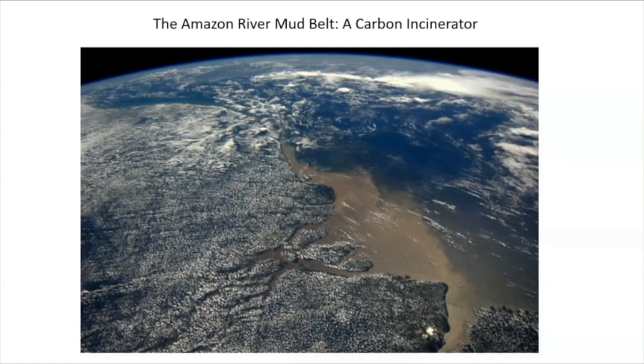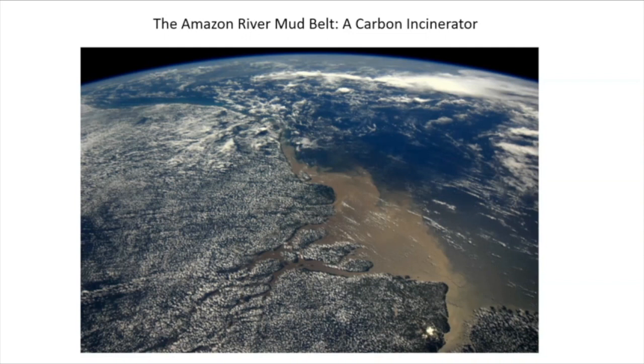Actually, this is where I started working in my academic career, the Amazon Delta and the Amazon Mud Belt. So this is an image from space. You can see the curvature of the Earth. It gives you a sense of how large this system is. It actually extends from the equator up to the Orinoco Delta, which is about 1,600 kilometers along the coast. And you can see this very muddy, turbid water, which goes all the way up along the coastline.